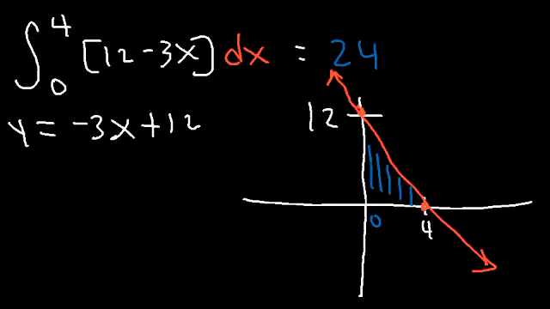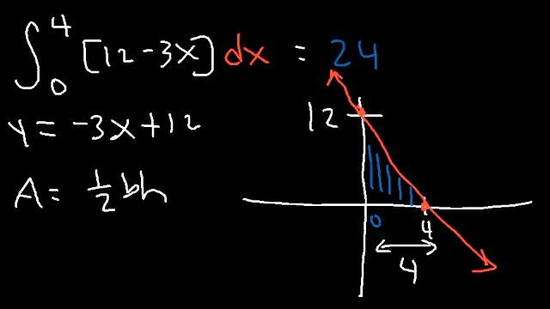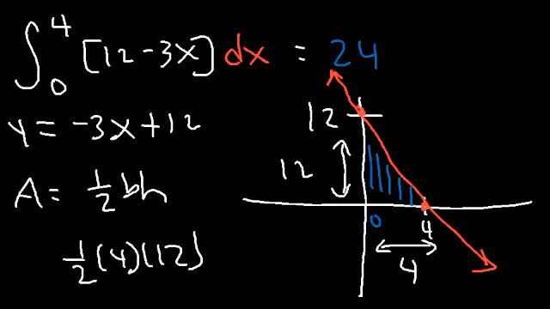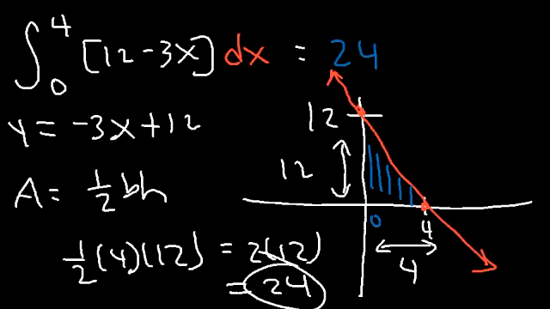But we can calculate the area of the shaded region by using the area of the triangle. The area of a triangle is 1/2 base times height. The base is 4. The height is 12. So it's 1/2 times 4 times 12. Half of 4 is 2. 2 times 12 is 24. And so you get the same answer. So let's work on some more examples.